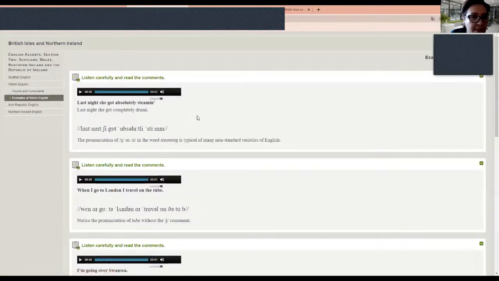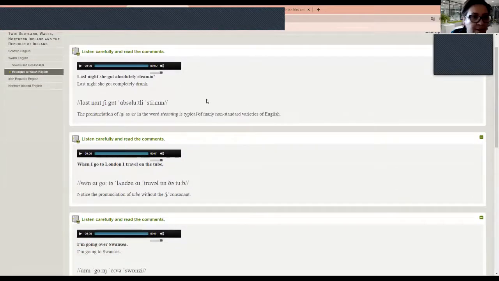And here are some examples for the pronunciation of Welsh English. Listen and try to pronounce it. Last night you got absolutely steaming. Listen and repeat. When I go to London, I travel on the tube.